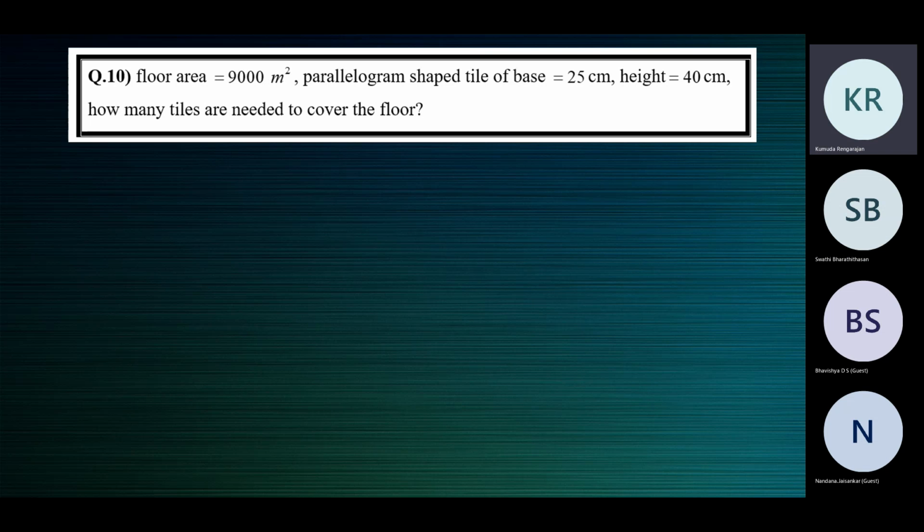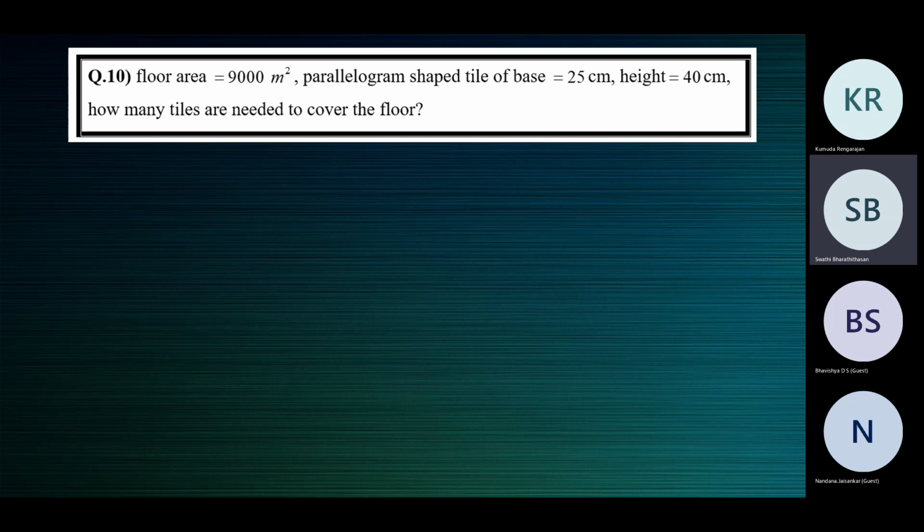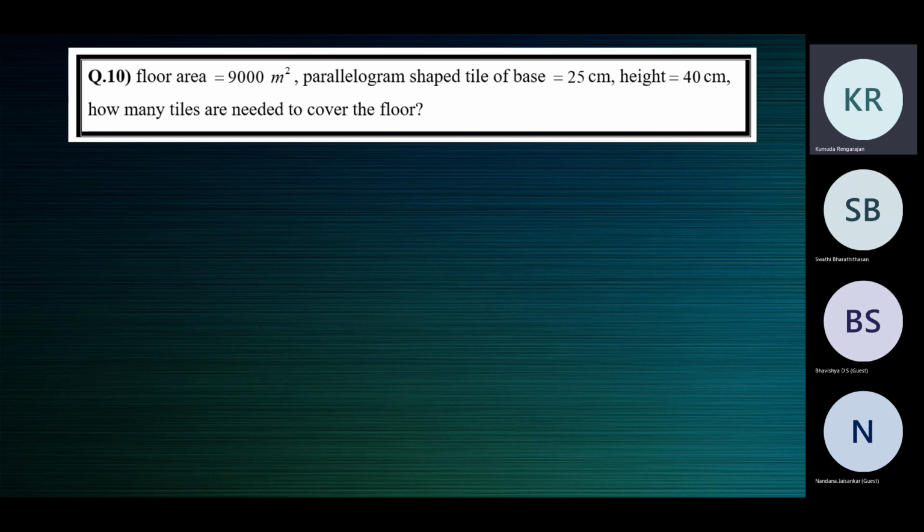But the floor area is given in meter square, while the area of the parallelogram you find will be in centimeter square. So you need to convert the larger unit to the smaller unit. So convert meter square to centimeter square. How do you do that? How do we convert meter to centimeter? Ma'am, 1 meter equals 100 centimeter. Correct. 1 meter is 100 centimeter.